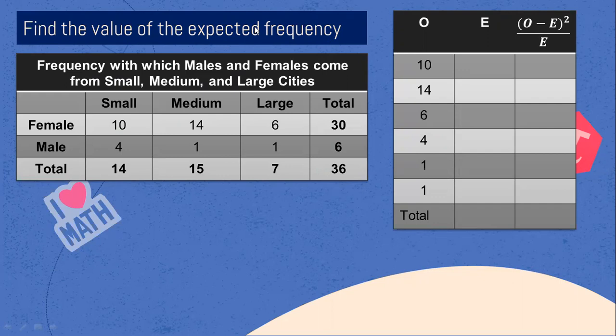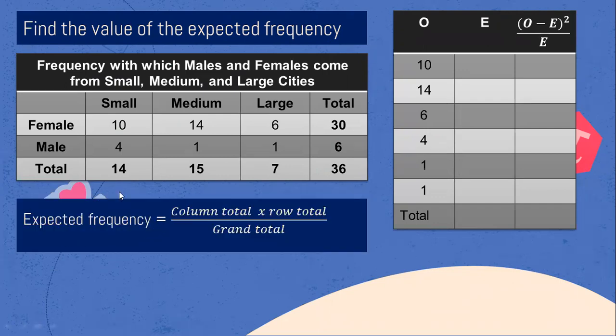There is a different way to find the expected frequency of the chi-square two variable. How do we get the expected frequency? Expected frequency is equal to column total multiplied by row total over the grand total.